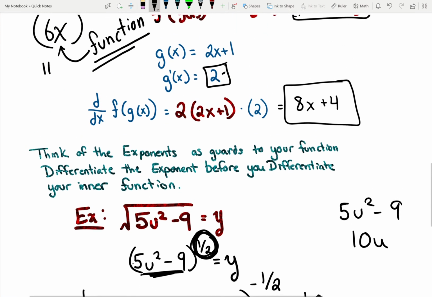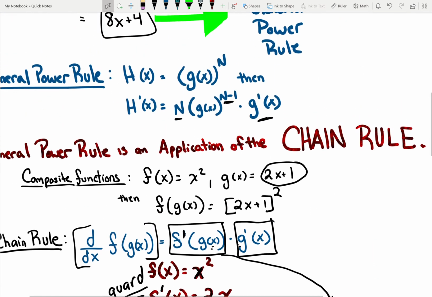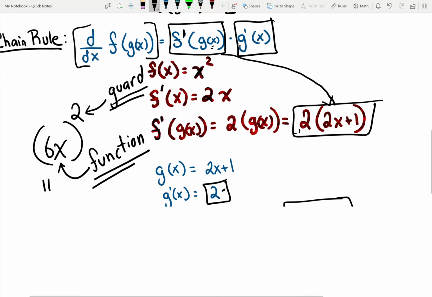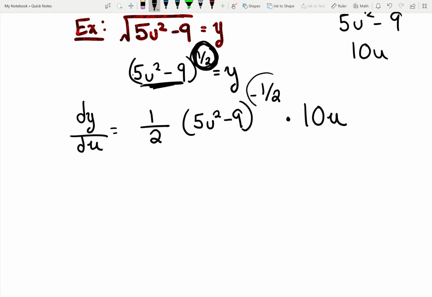And this is what the chain rule says. Even if you think about it, it's easier to think about the general power rule. I attack the exponent first, and then I differentiate the inside. I differentiate the exponent first, then I differentiate the inside. And that's exactly what we did. I differentiated the exponent first, then we differentiated the outside. Oh, I keep messing up. Then we differentiated the inside.